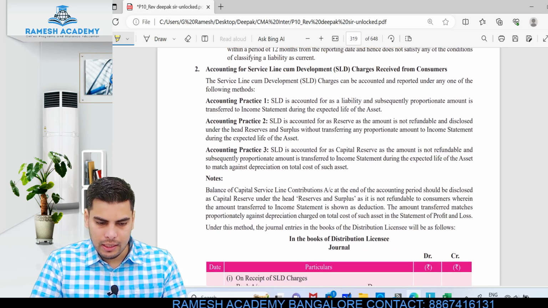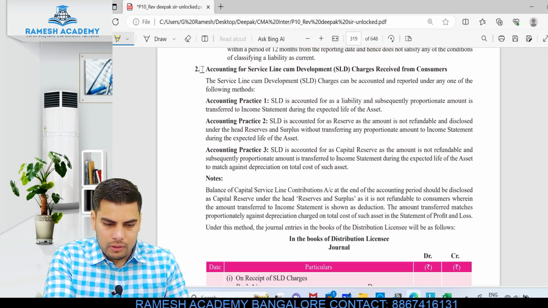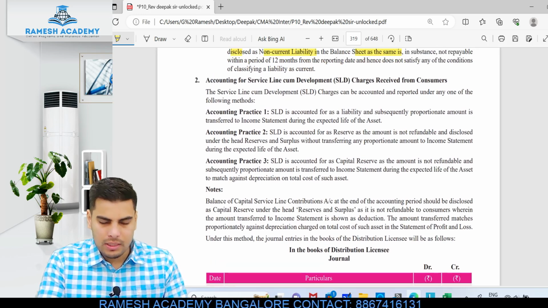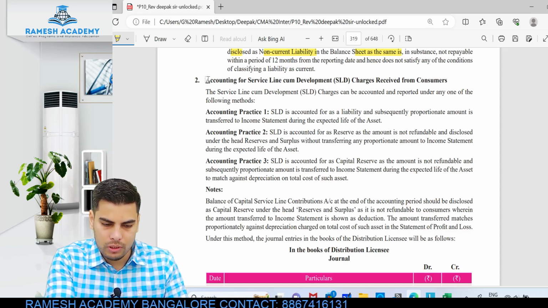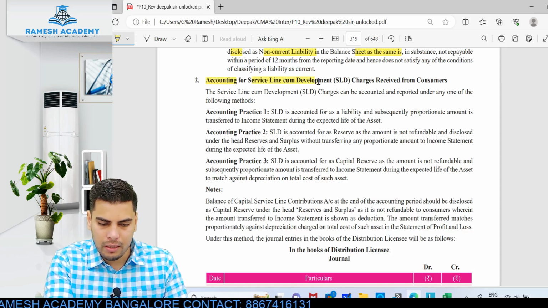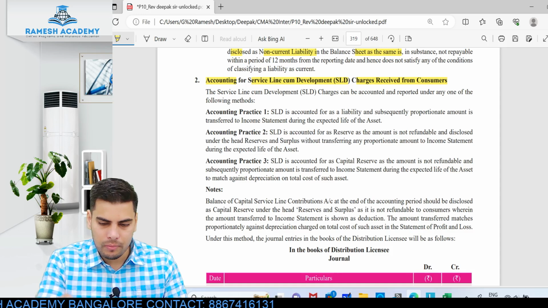Okay, so the next thing is accounting. This is the second special adjustment. Accounting for security deposit we have already discussed. Let's talk about this: accounting for service line cum development charges received from consumers.